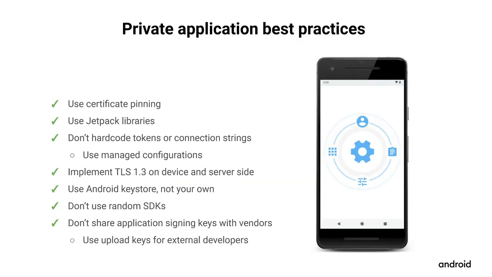Okay, so now we're going to talk about private application best practices. As an enterprise customer, you often will build private applications for deploying in your enterprise only and not on public Google Play. So here are 7 of the points that I think are beneficial for you to use when you build your private applications. First, use certificate pinning. This is a technique by which you can require your application to use specific certificates and only trust certain certificate authorities. This is a technique that prevents man-in-the-middle attacks. So use it when and if you can.